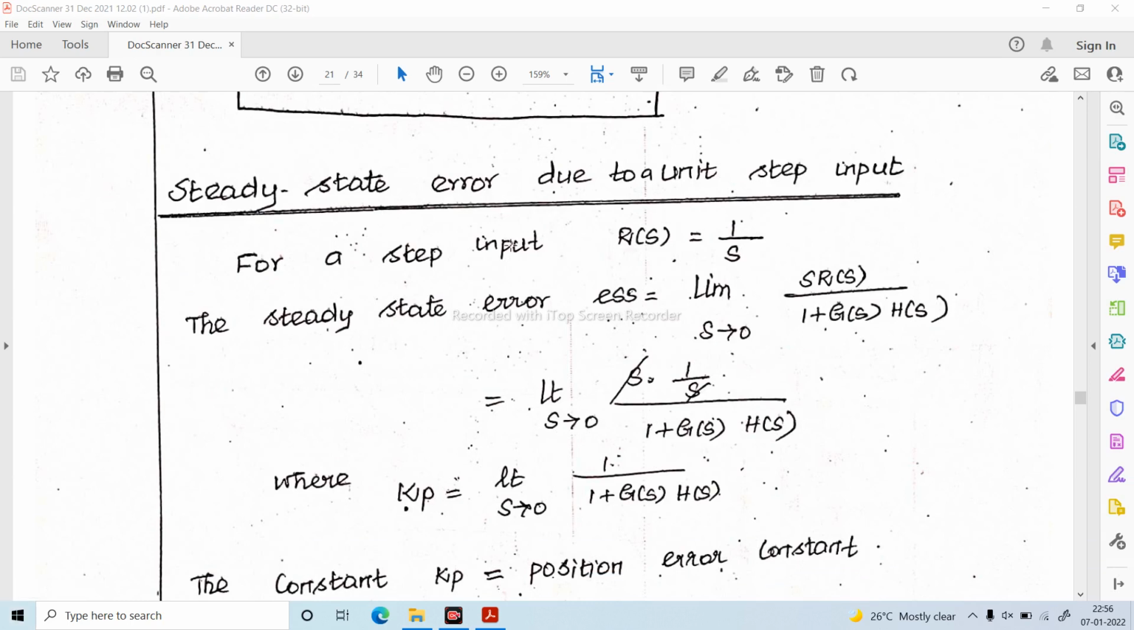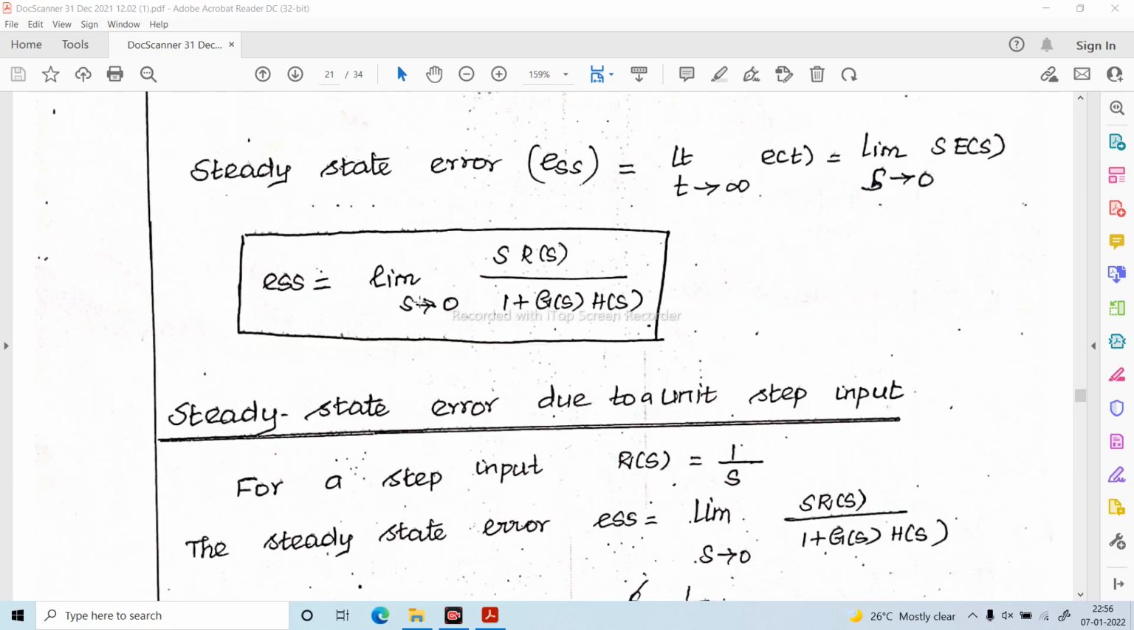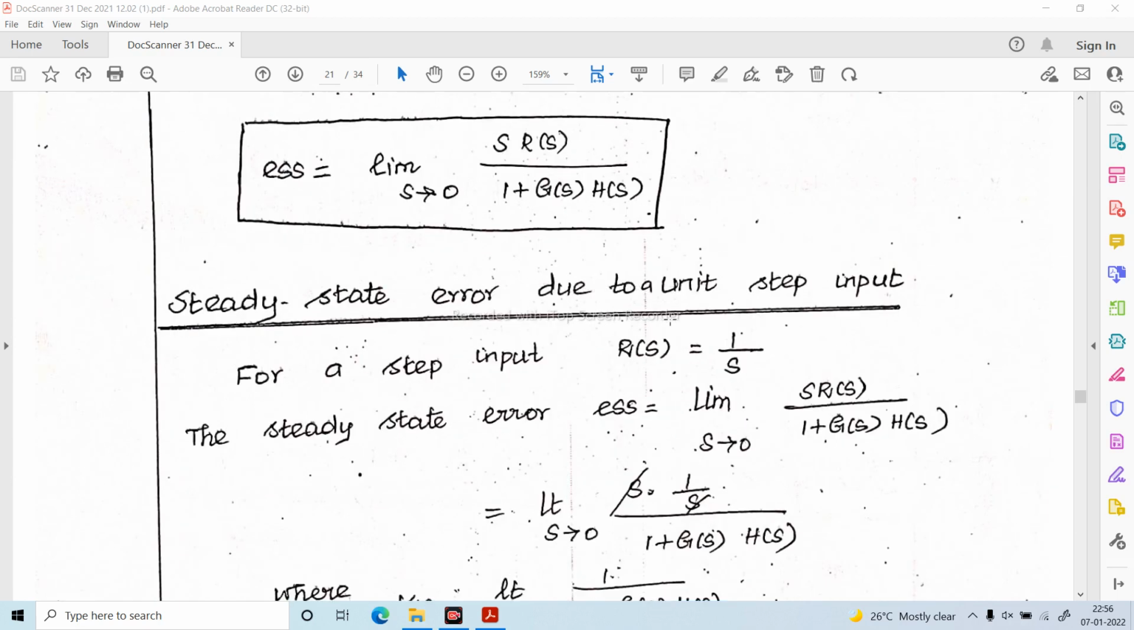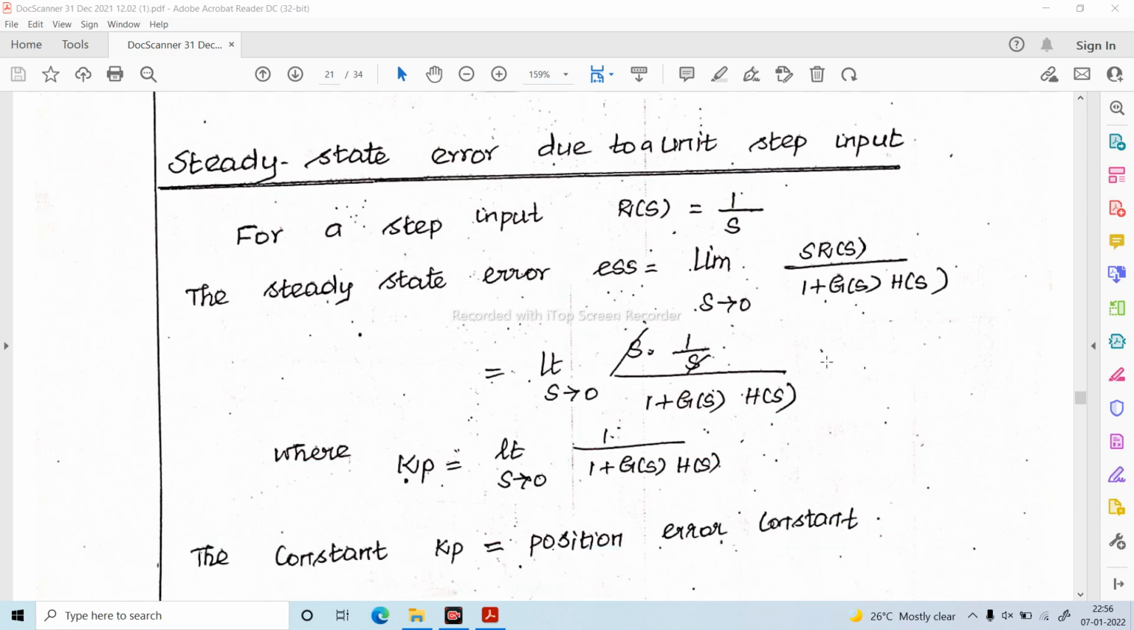For a unit step input, R of S is equal to 1 by S. So what is the steady state error? Already we have seen the steady state error equation: limit S tends to 0, S into R of S divided by 1 plus G of S into H of S. Here I have to put the value R of S, that is 1 by S. S and S get cancelled and we will get the value limit S tends to 0, 1 divided by 1 plus G of S into H of S. In this way we can separate this.